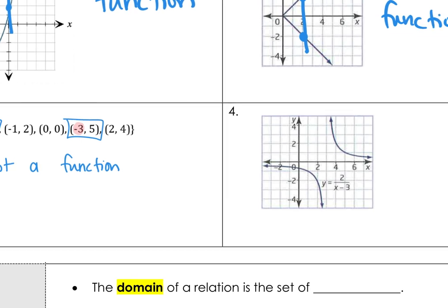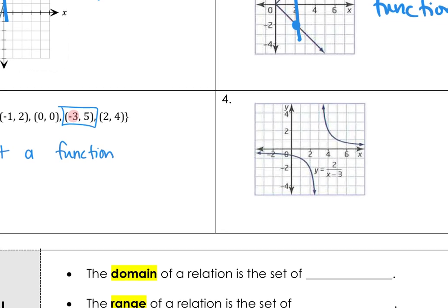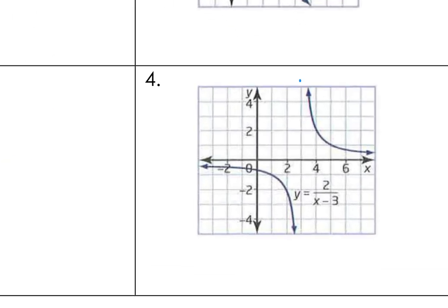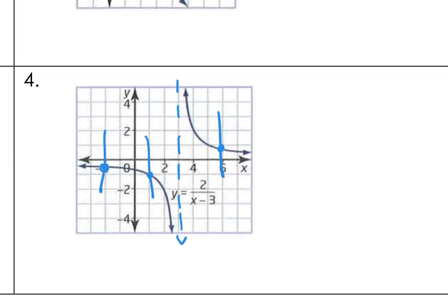So that's not a function. All right, and then our last example is back to a graph, number 4. Now this is a rational function. Remember that we've got this vertical asymptote right here, which means this graph is going to get closer and closer to x equals 3, but it's never going to cross. If we go back to the vertical line test, no matter where I draw that vertical line, it's only going to pass through that graph in one spot. So this is a function.